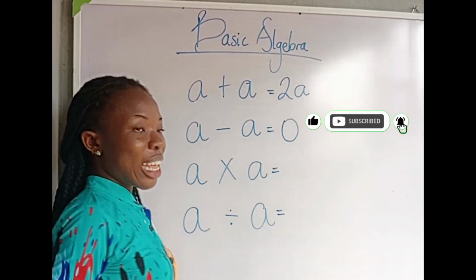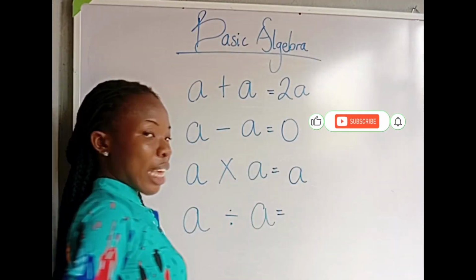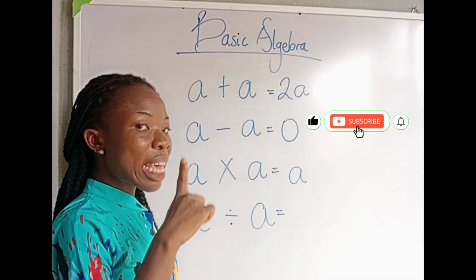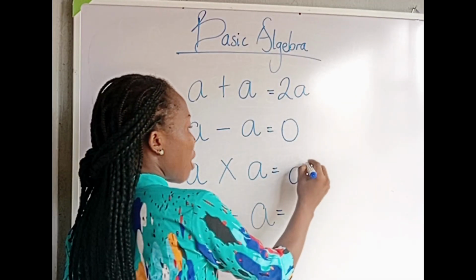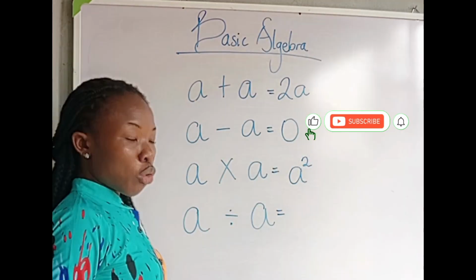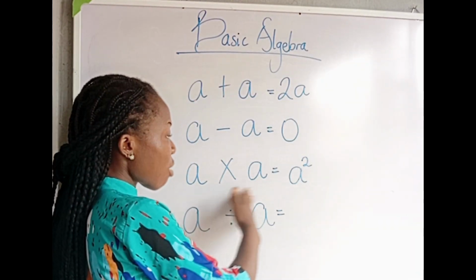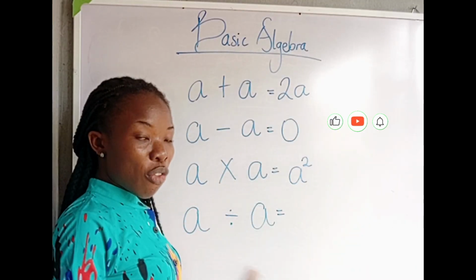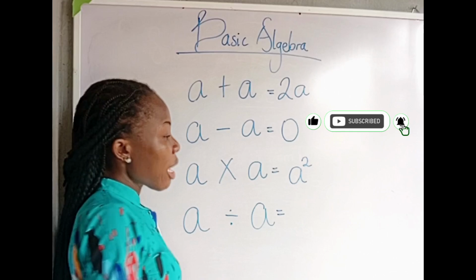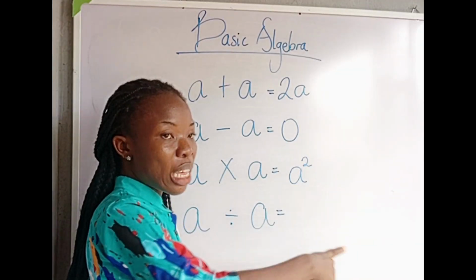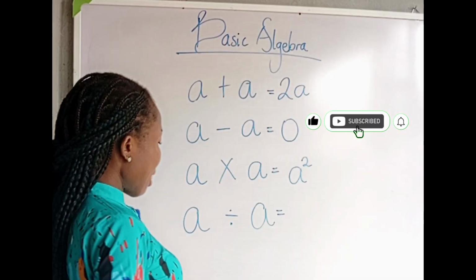A times a. At this point, we're going to take one of the letter a and then count how many a's we have multiplied. We have 1 and 2. So it's definitely raised to the power of 2. If it was up to 3, it would have been raised to the power of 3. If it was multiplied up to 4 times, it would have been raised to the power of 4. So you take one of the letters to represent all of the letters, and then count how many of the letters have been multiplied. Raise it to the power of the number of that letter.